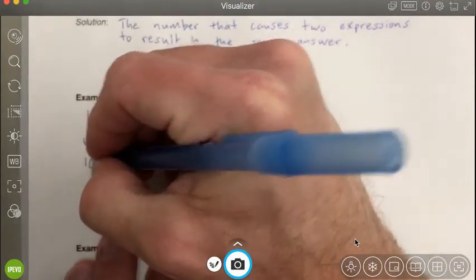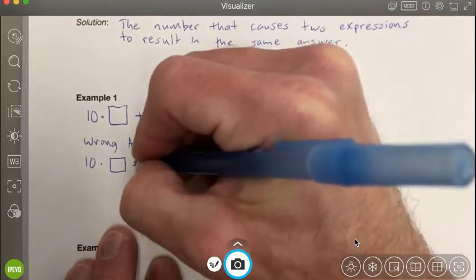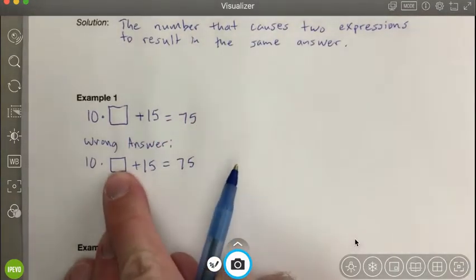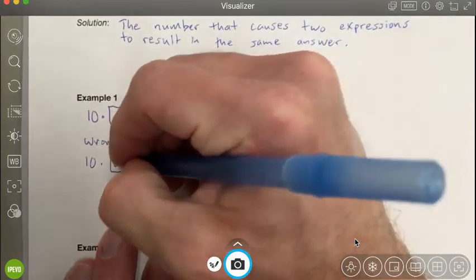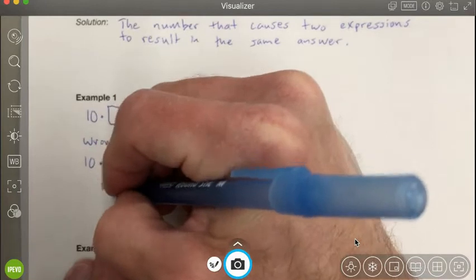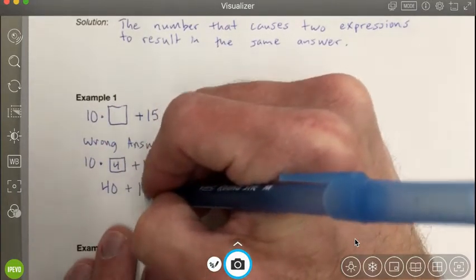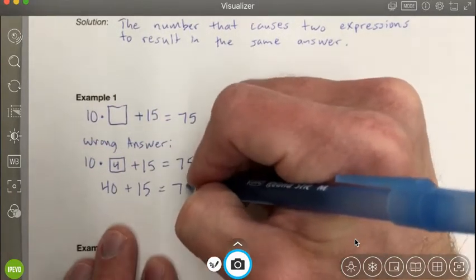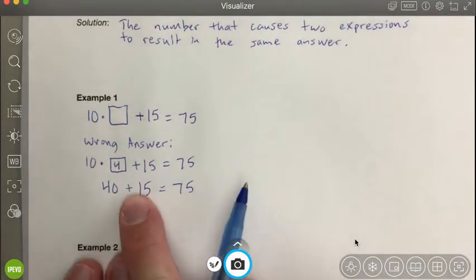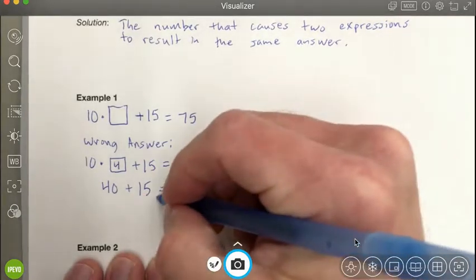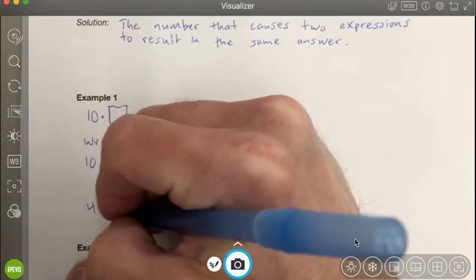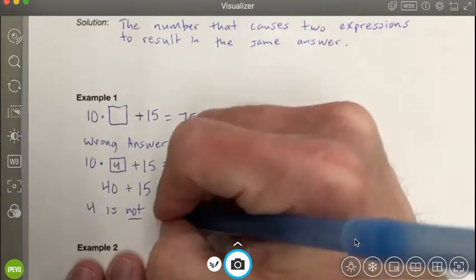Let's say I took our left expression and said, in this box, I'm going to throw in a 4. Well, 10 times 4 is 40 plus 15 equals 75? Well, 40 plus 15 equals 55, not 75. So this is not true. This is not equal. So 4 is not a solution.